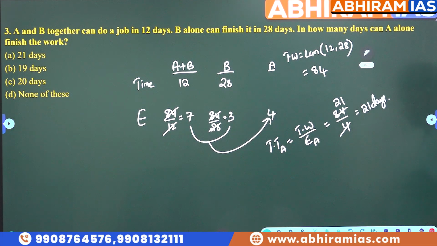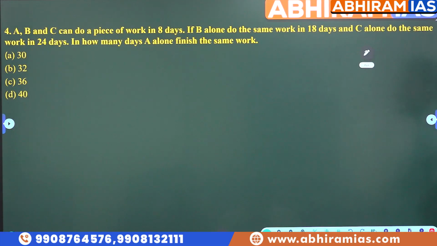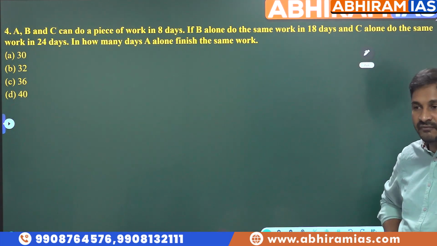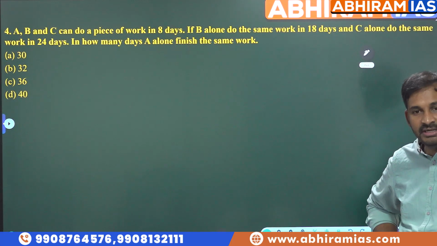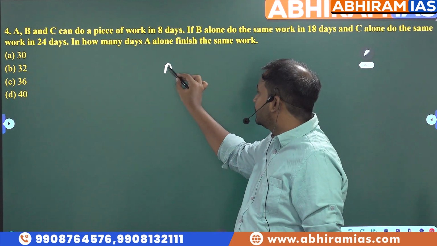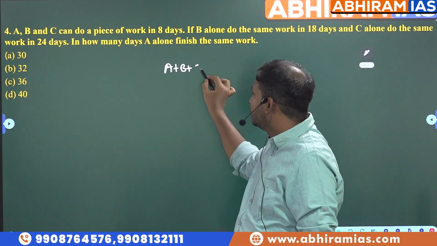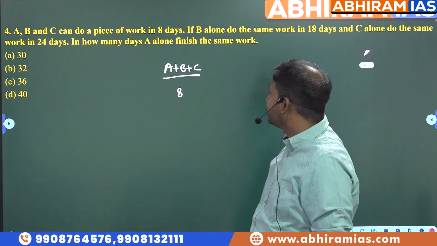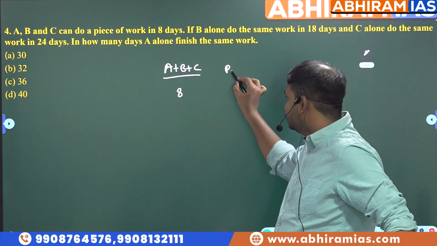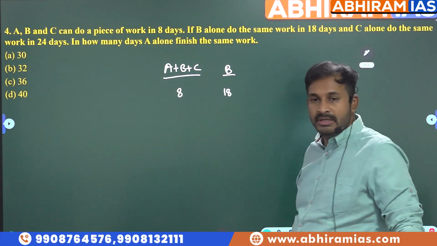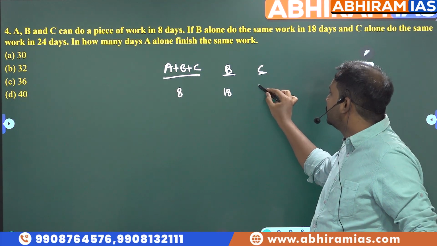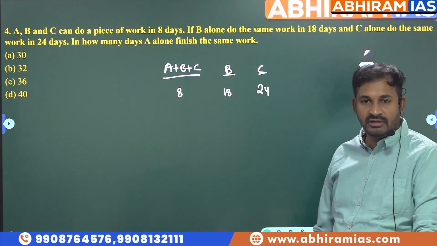Try to solve the next one, students. Similarly, everyone give a try. A, B and C can do a piece of work in 8 days. A, B and C, all the 3, right? So, A plus B plus C can do it in 8 days. If B alone can do the same work in 18 days, and C alone can do the work in 24 days, then A alone can do the work in how many days?